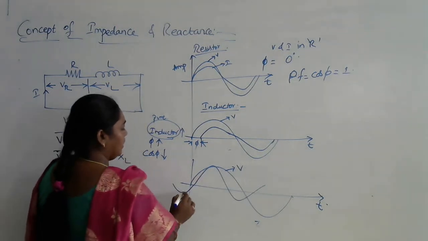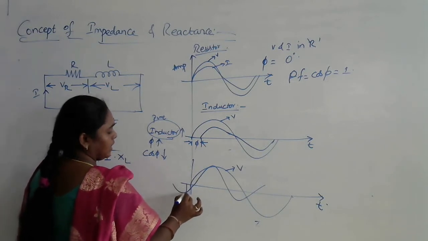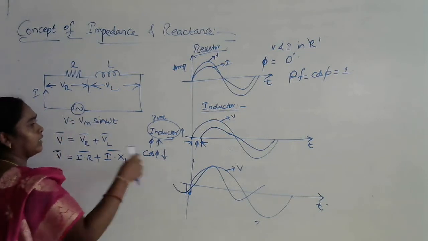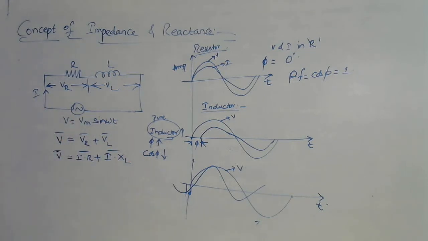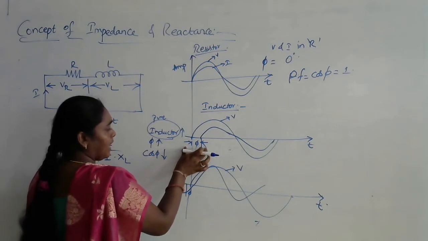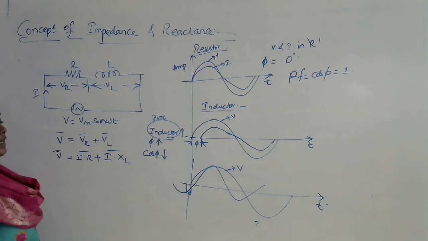So here, in the case of a capacitance also, we will get some phase angle between the voltage and the current. But in the case of an inductor, we will get a lagging, and in the case of a capacitance, we will get a leading with reference to the current.